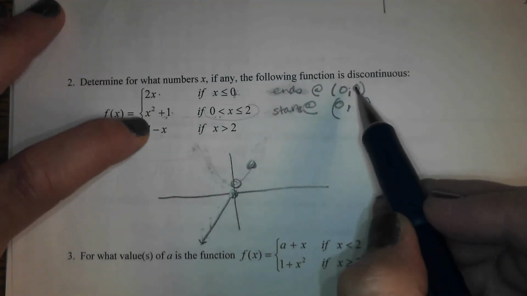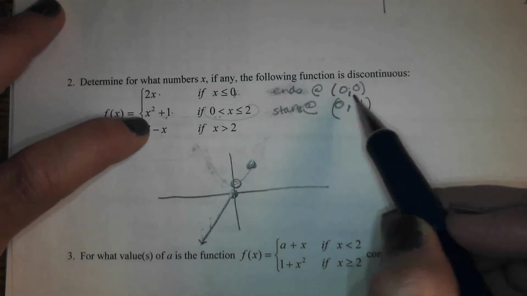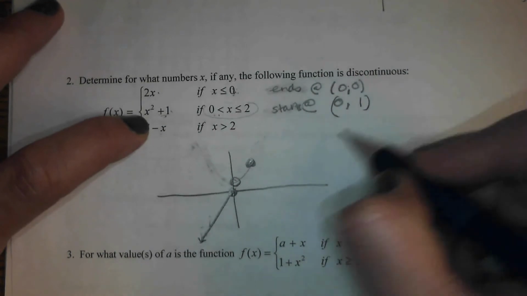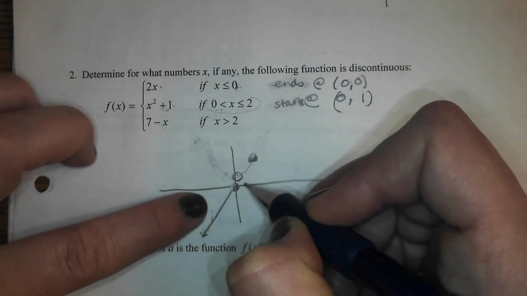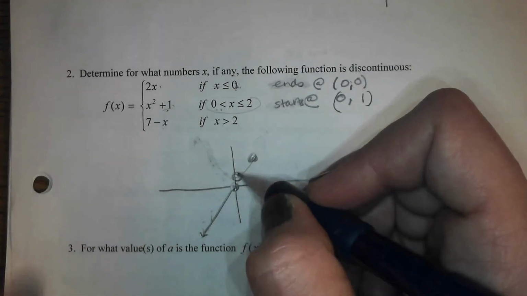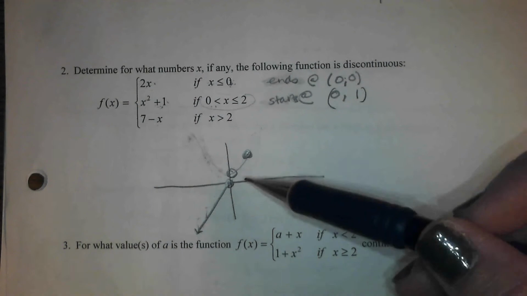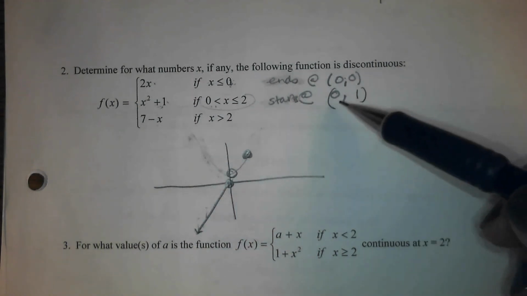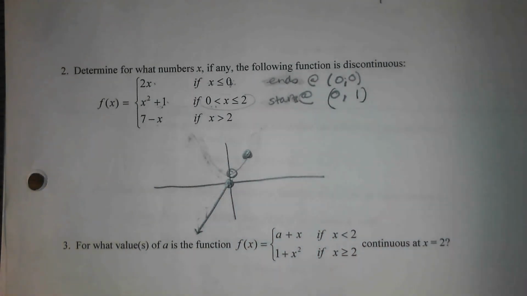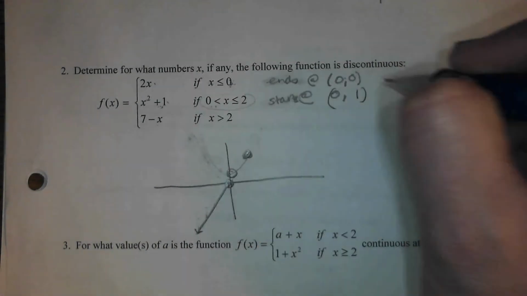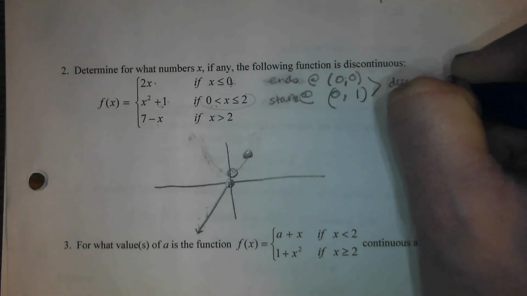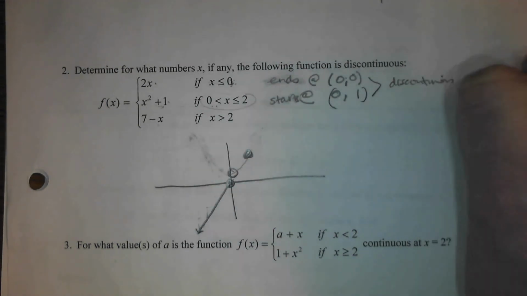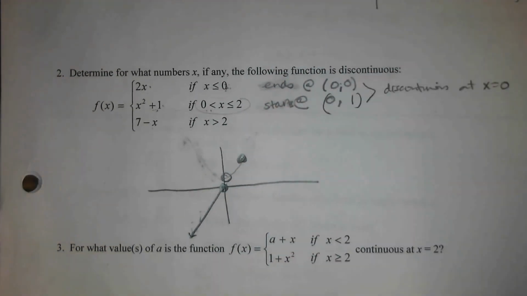So are the endpoints and the starting point the same? No. And so you can see visually, if you want to take the time to draw it out, that there's a jump happening, but if the points don't match, you should know conceptually that there's going to be a jump there. So this would be discontinuous at x equals 0. Did that answer your question, Ryan?